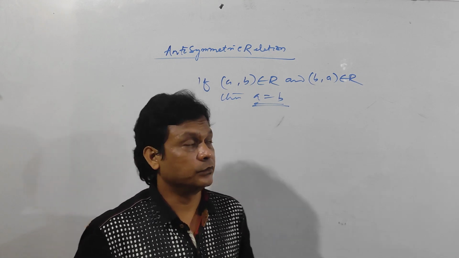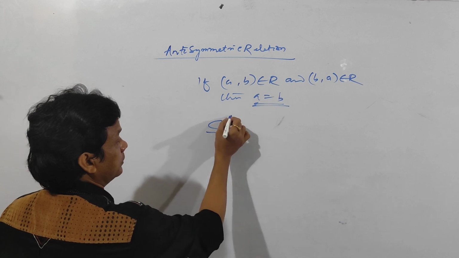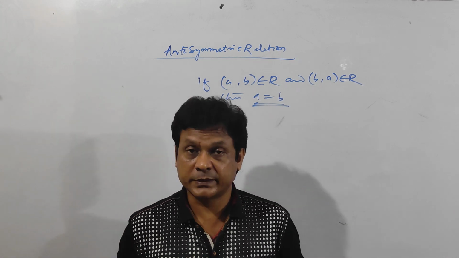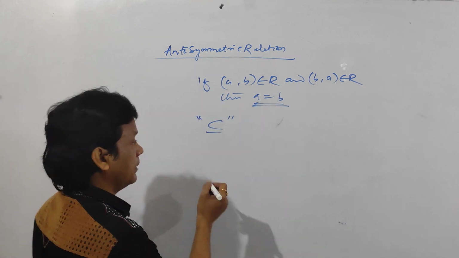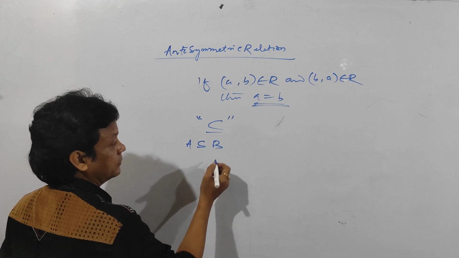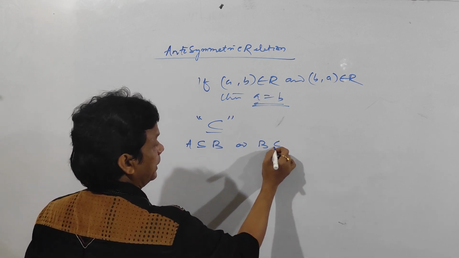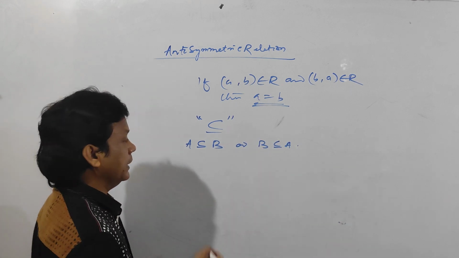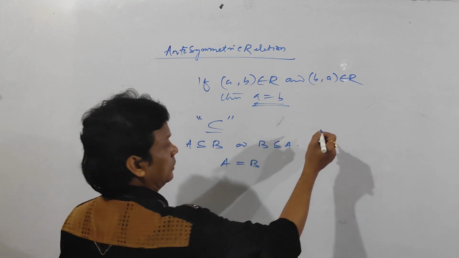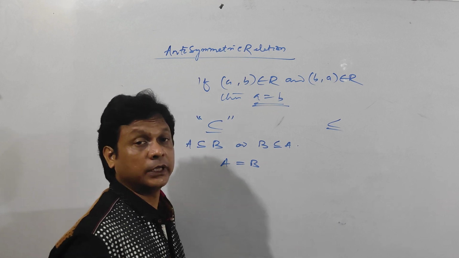Example I am giving you. Subset on the set of all sets. That means if A is a subset of B and B is a subset of A, then A is equal to B. Clear? Less than or equal to in the set of real numbers.